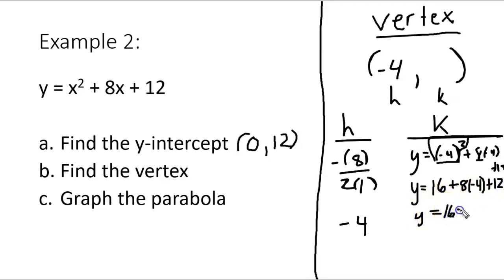16 minus 32 plus 12. And then we're just going to add and subtract from left to right. So 16 minus 32 is negative 16. And then negative 16 plus 12 is negative 4. That's interesting. That doesn't usually happen when they're the same, but it can. So I get negative 4.